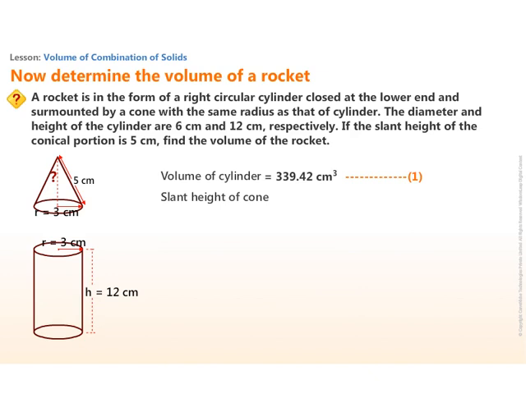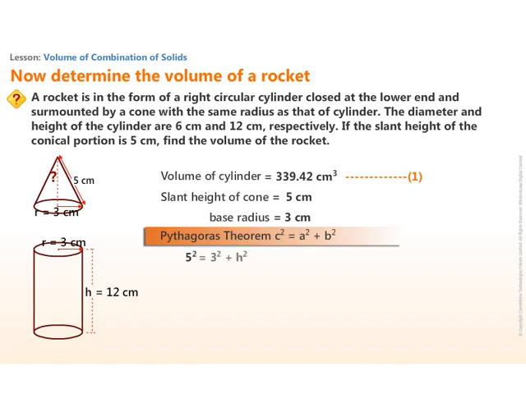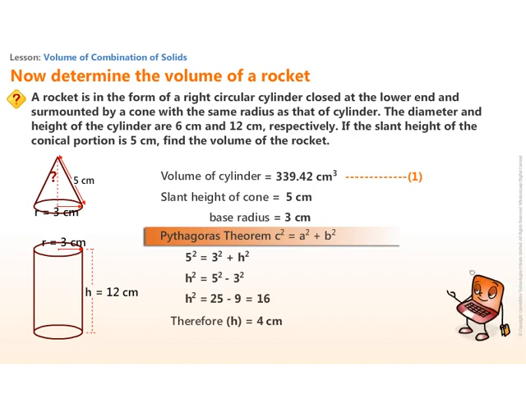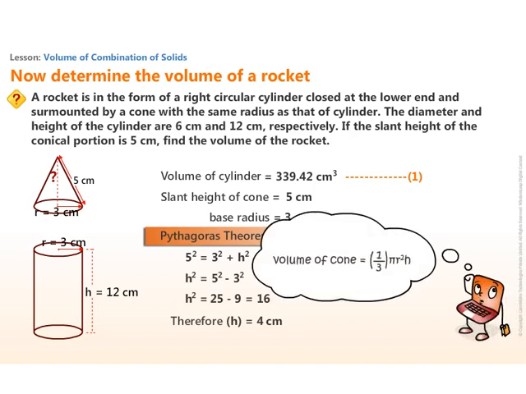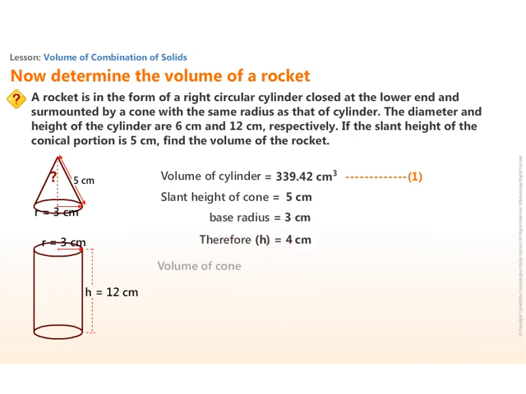We know that slant height of cone is 5 centimeters, base radius is 3 centimeters. Using Pythagoras theorem and simplifying, we get value of h is equal to 4 centimeters. We know that volume of cone is 1 by 3 pi r square h. Substituting the values of radius and height, we get volume of cone is equal to 37.71 centimeter cube.